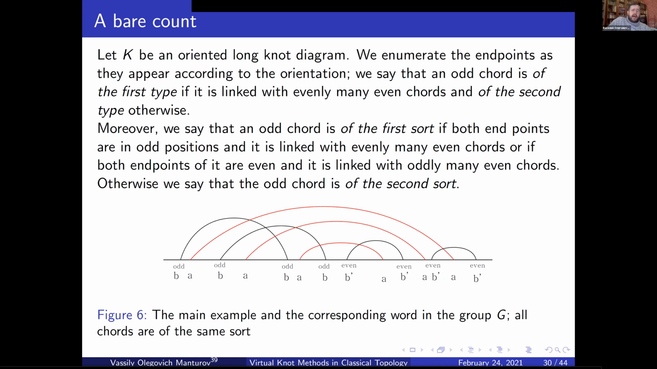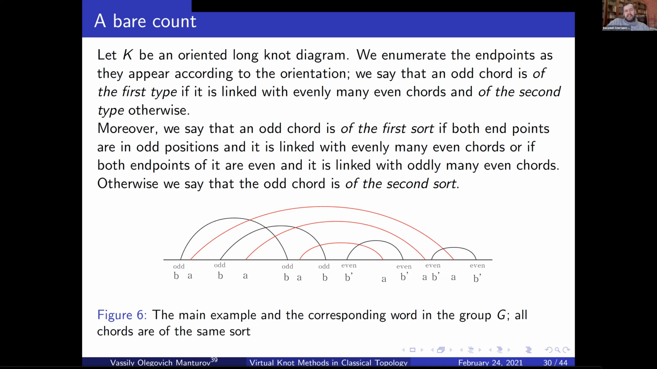So first of all, I want to say, okay, an odd chord, it intersects oddly many other chords, right? So among these chords, there can be evenly many even chords, or there can be oddly many even chords. So this makes a distinction between what is called B and B prime. And actually, there is some further distinction.